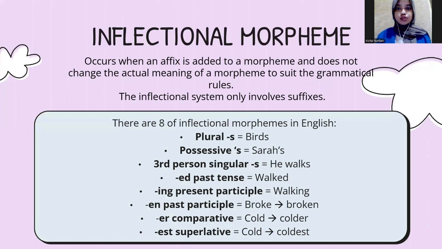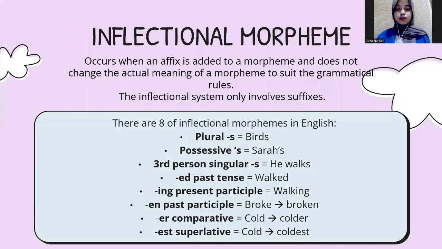And we move into inflectional morpheme. This morpheme occurs when an affix is added to a morpheme and does not change the actual meaning of a morpheme to suit the grammar rules. In derivational morpheme, we can use prefixes, while in this inflectional system, we can only involve suffixes. Take note that there are 8 inflectional morphemes in English.